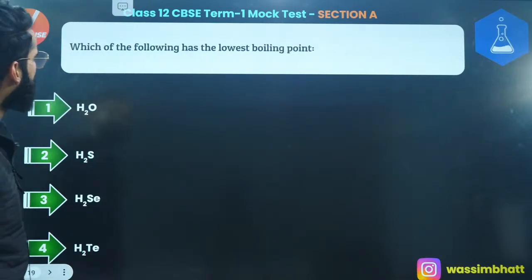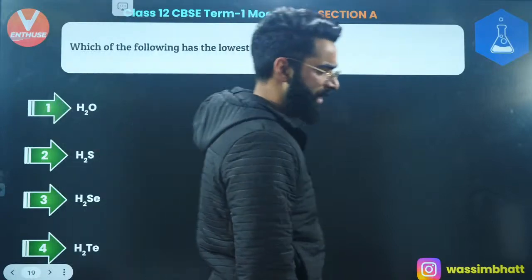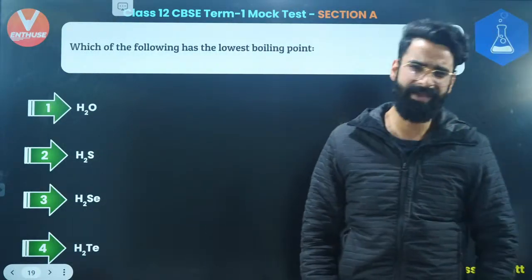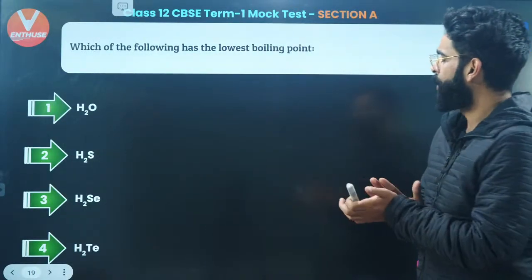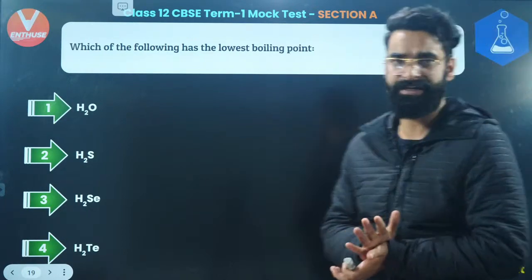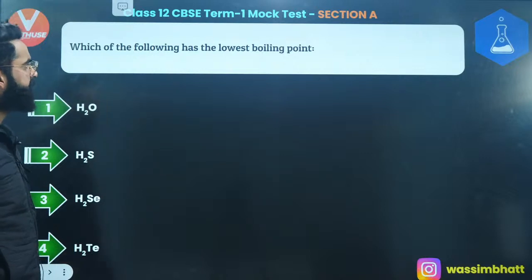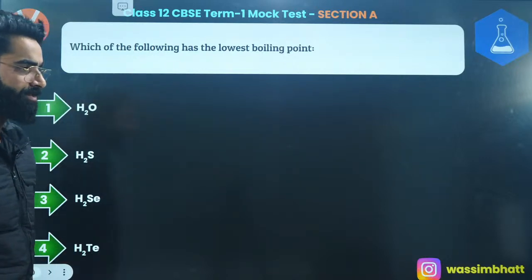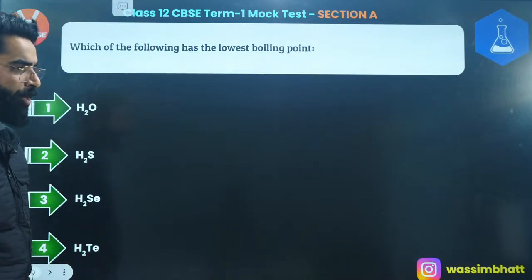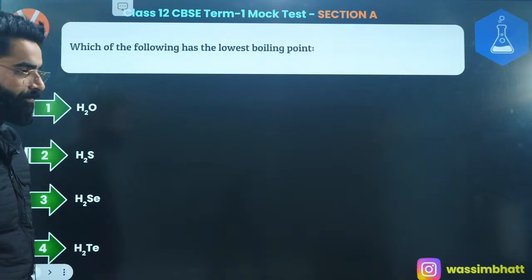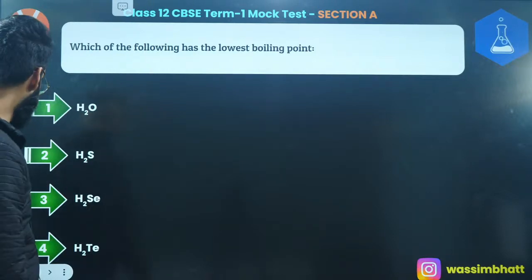Okay. Which of the following has the lowest boiling point? What do you think about this one? Again, a very simple question. You are given the hydrides of group 16, right? Which of the following has the lowest boiling point? Well, I can see option D and option B coming up. So who to believe? I'll wait for some time. Let me know. Give it a thought.